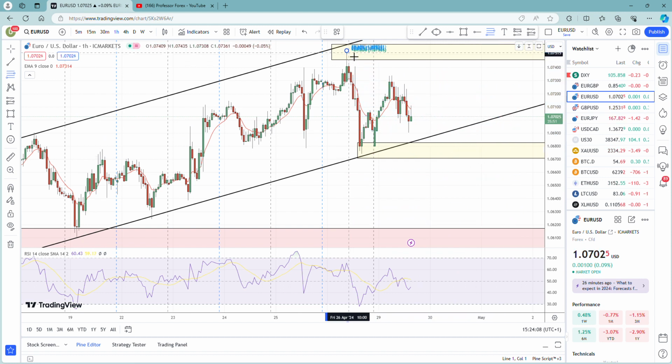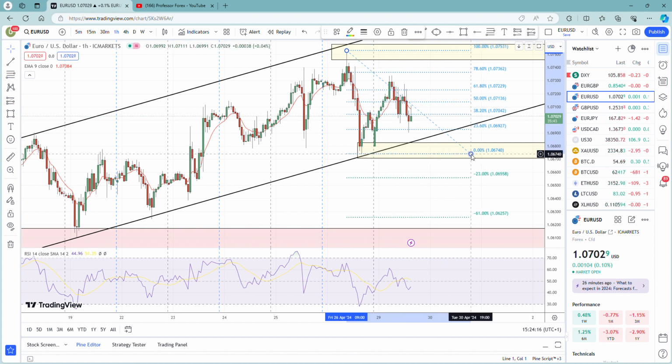So this is the most recent high from last week, the Friday, and this is the most recent low for that day on the Friday. So that is your 100%, that's your 0%. So what can we expect with this? We can expect a retracement to any of these levels before it goes back down.